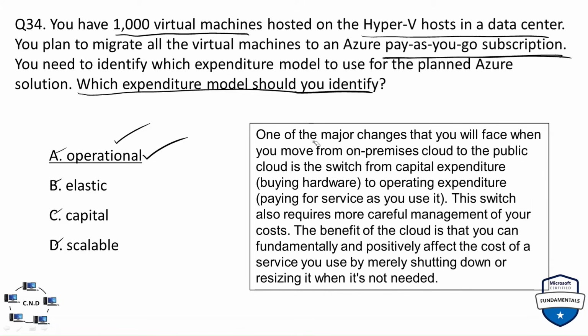So it states that one of the major changes that you will face when you move from on-premises to the public cloud is the switch from capital expenditure, that is buying hardware, to operational expenditure, paying for service as you use it. This switch also requires more careful management of your costs. The benefit of the cloud is that you can fundamentally and positively affect the cost of a service you use by merely shutting down or resizing it when it's not needed.